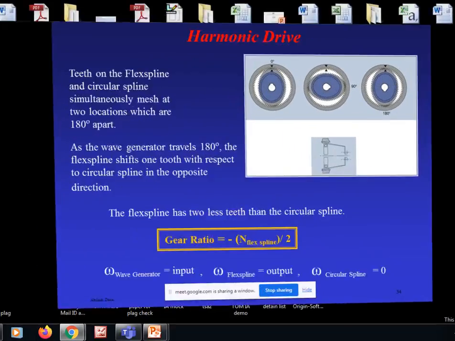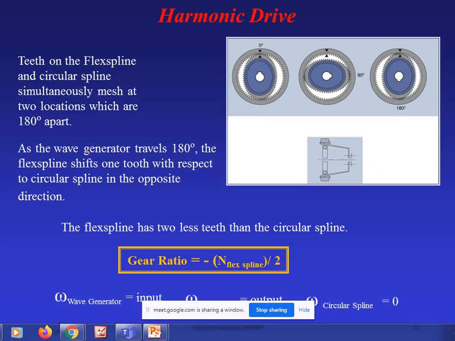So we'll stop here. This is only the basic introduction about the gears.